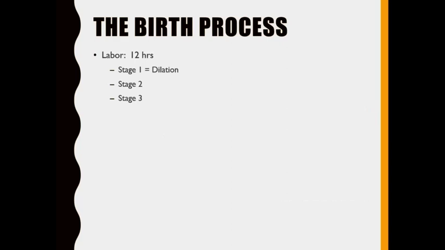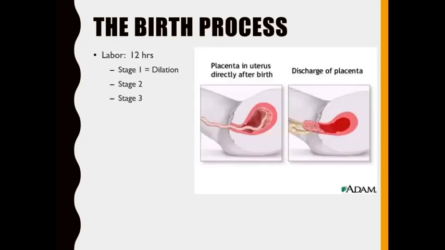Stage 3, you might be thinking, well, what can possibly be left? The baby's been born. But nope, there's one more thing that has to come out, and that's the placenta. The placenta weighs about 1.5 pounds, 2 pounds, something like that. So the average baby is about 7 pounds. The average placenta is about 1.5 pounds, 2 pounds. So it's not something that you wouldn't want to deliver.